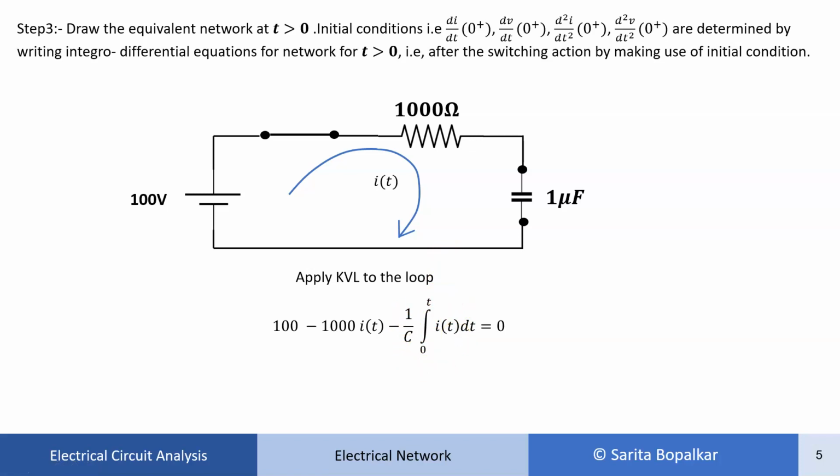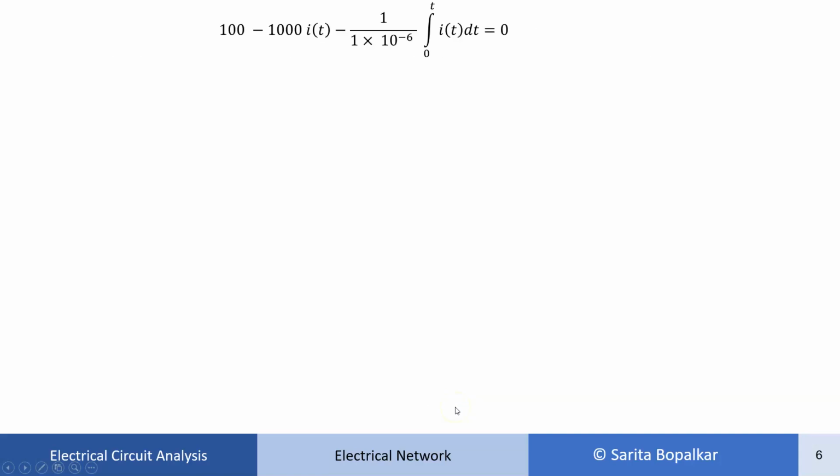Now what do we want to find? We want to find di by dt and d square I by dt square. But from this equation we cannot find it. So now differentiate this equation with respect to t. Just put the value of C. Same equation here. Now differentiate this equation with respect to t to get di by dt.